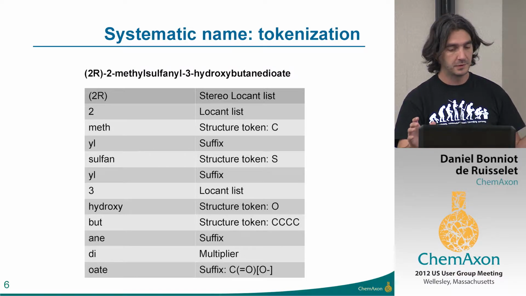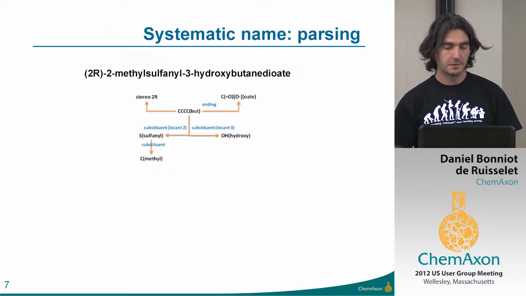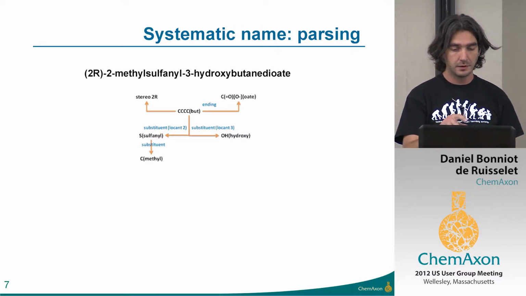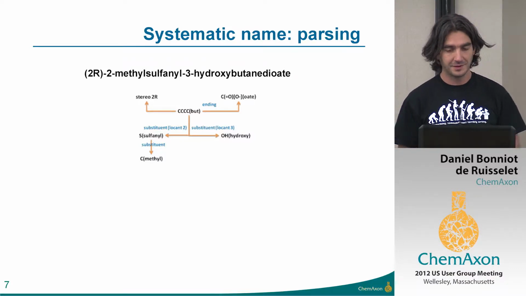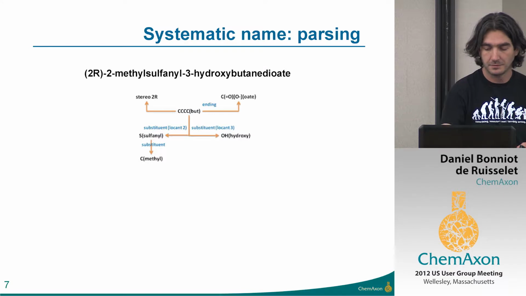has to build, from this flat list, a kind of tree that will have the relevant information about what this actually means. For instance, the 2R connects to the butane, which you can see is quite far away in the string of the name, but the program understands how to put these things together. And so now we have a tree which represents the name semantically. And once we have this, we can generate the structure from that.